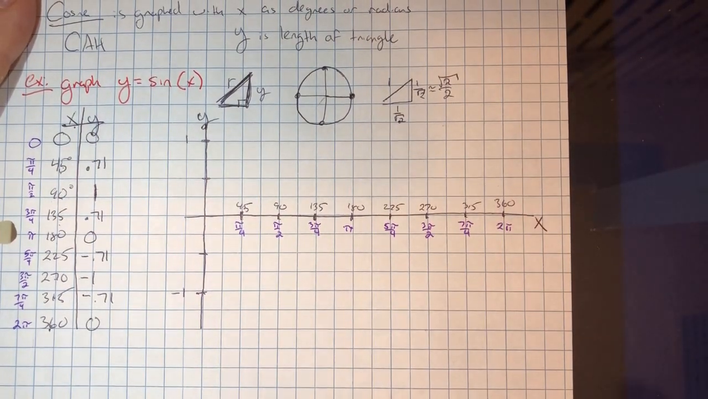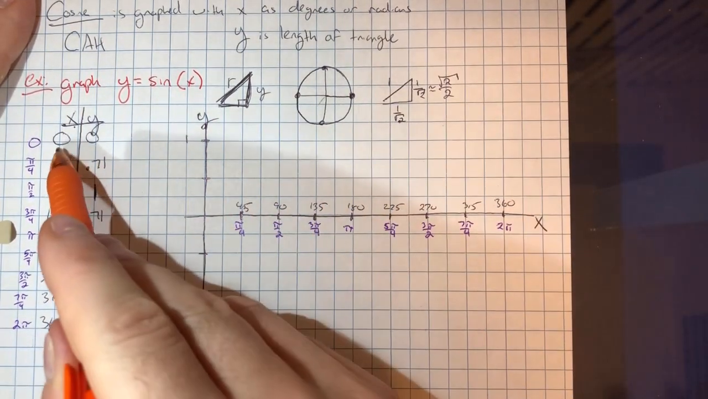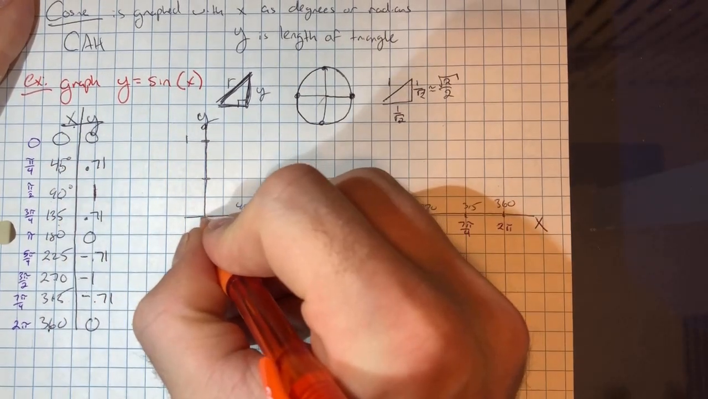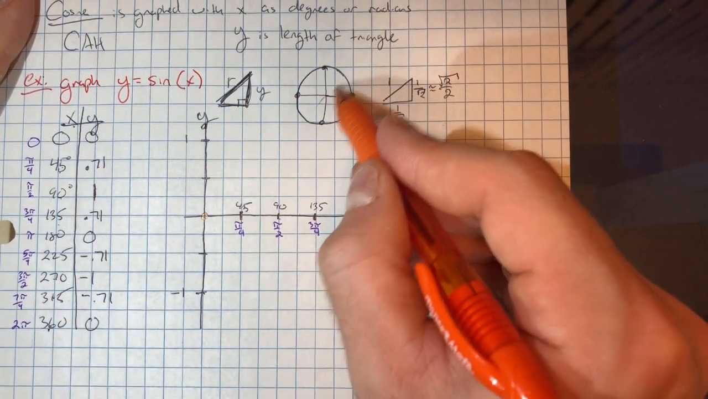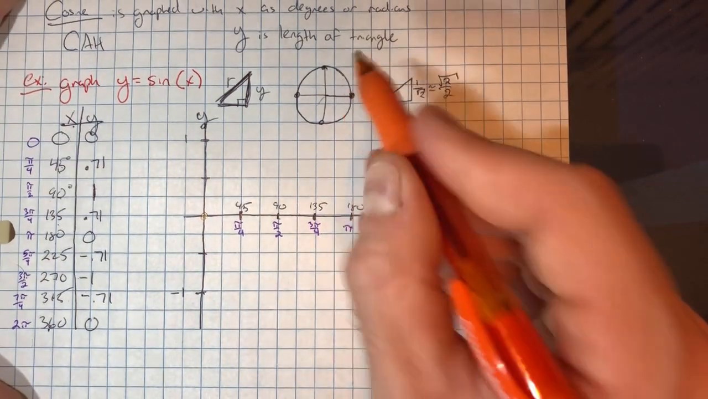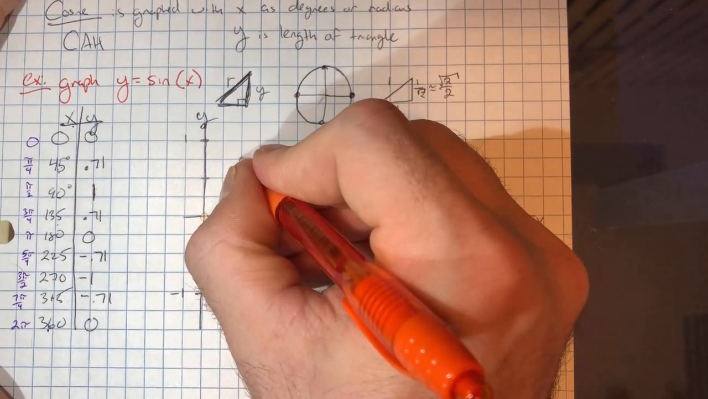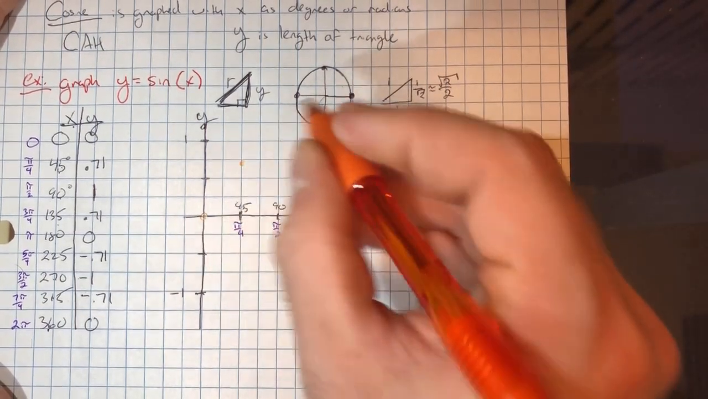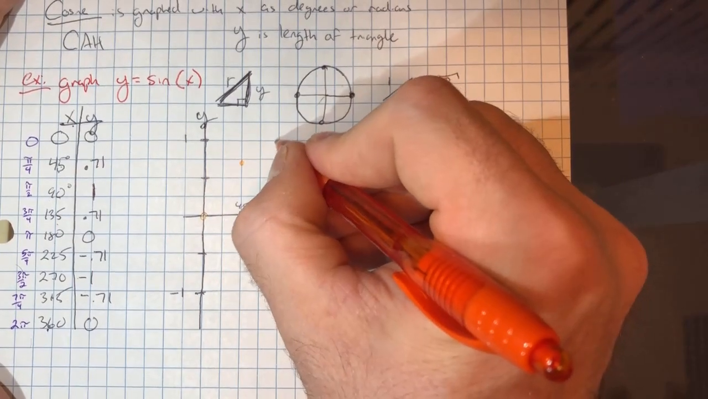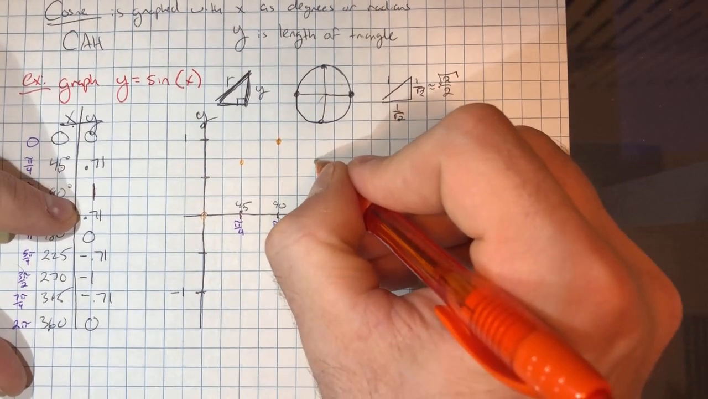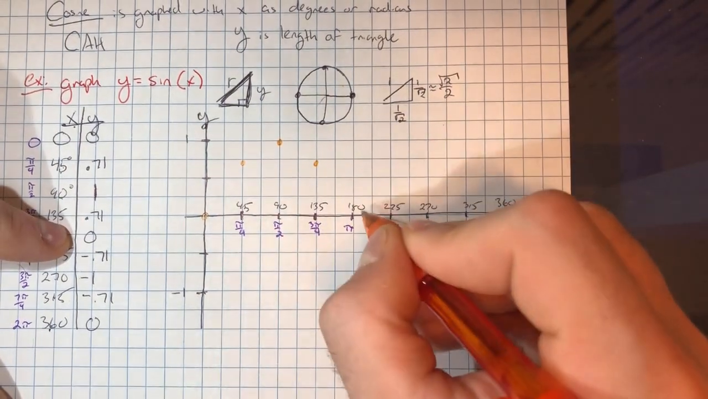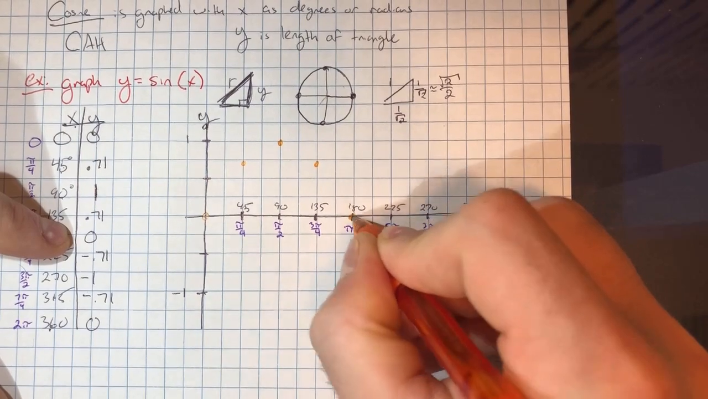Awesome. And so now let's go ahead and graph our graph. We're going to do this in, let's say, orange. So I know at 0, I have a height of 0. At 45 degrees, as I've worked my way up, my height is roughly 0.71. So I'm going to go up to roughly 0.71. At 90, I've gone all the way up. And then I'm starting to come back down. And at this point, I hit 0 again.